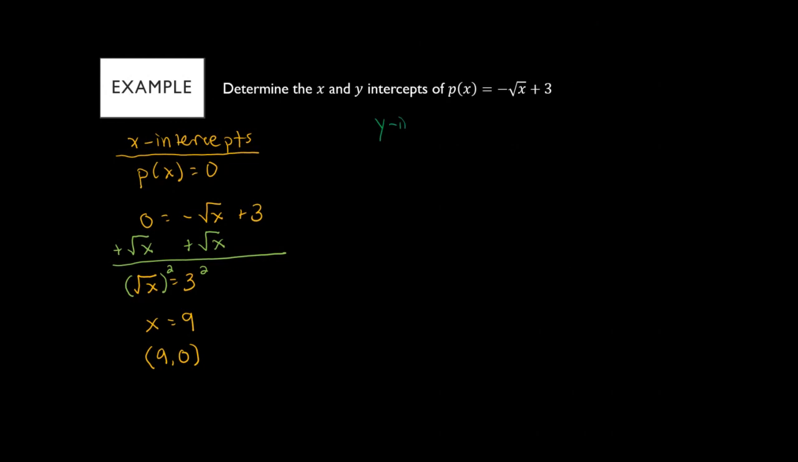So our y-intercept, you plug in 0. So p of 0 equals negative square root of 0 plus 3. And then, of course, square root of 0 is 0, negative 0 is 0, so 0 plus 3 is just 3. And so this gives us for our y-intercept (0, 3). Any questions?